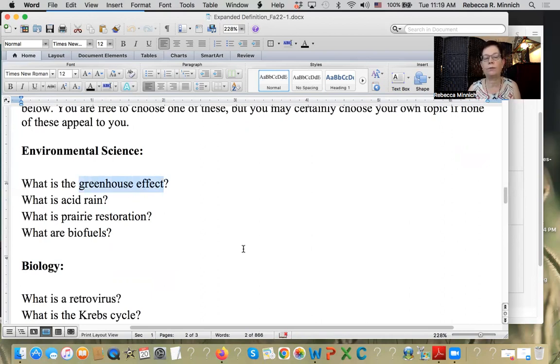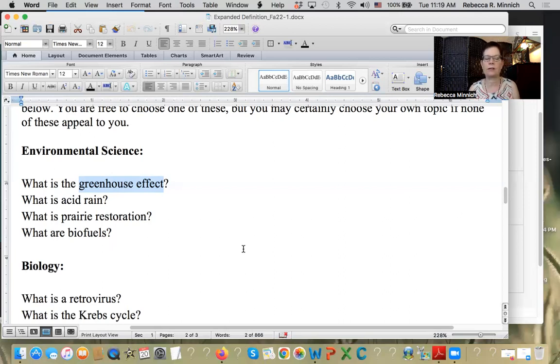So if you propose a topic, I want to write about what is climate change, that one's just going to be too big for this assignment. So what I would like instead is for people to focus it down into something that you really can cover in between 2 and 3 pages, right? So the greenhouse effect is not the same thing as climate change.